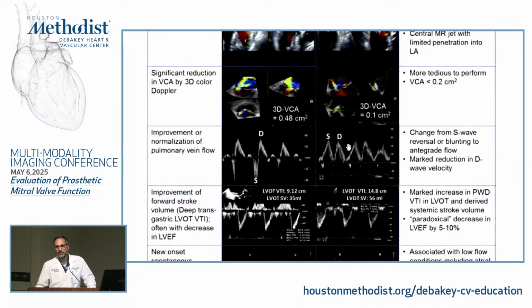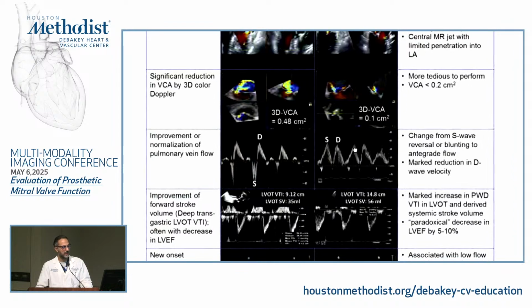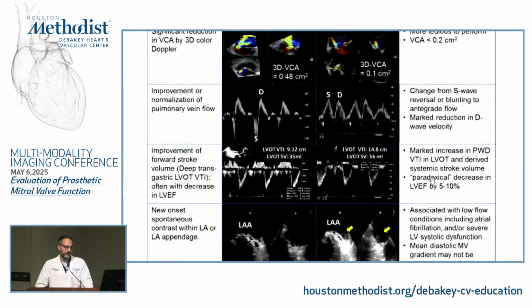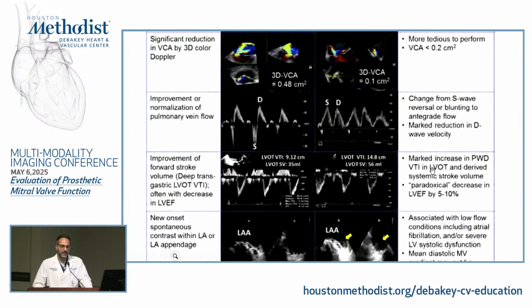If you already started with a blunting or reversal, and then now you have the S-wave resurrection, essentially what you did is drop the LA pressure, so now the flow from the pulmonary veins into the left atrium is permissible, and the S-wave shows up, so you know that now the MR is significantly reduced. The forward flow in the form of the LVOT TVI is also very important. And the paradoxical decrease of the LVEF is also important. It's not usually a decrease as much as it is an uncovering of the EF.